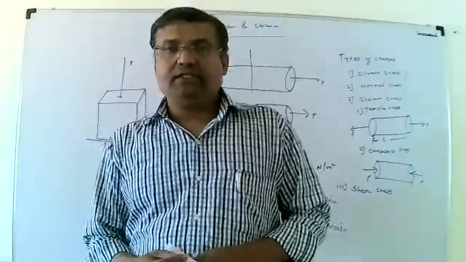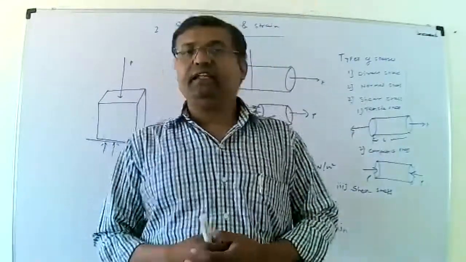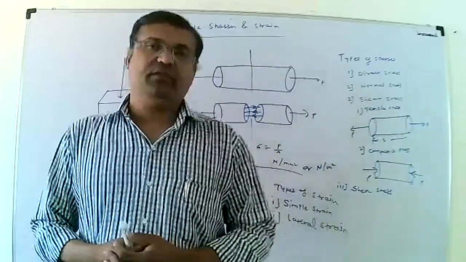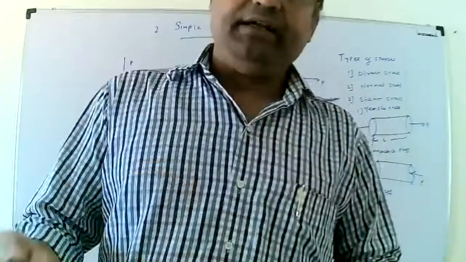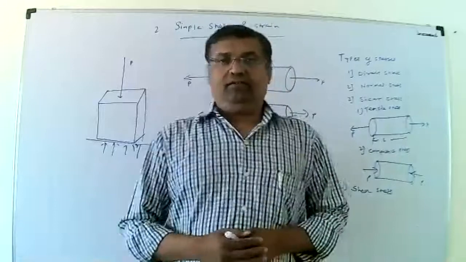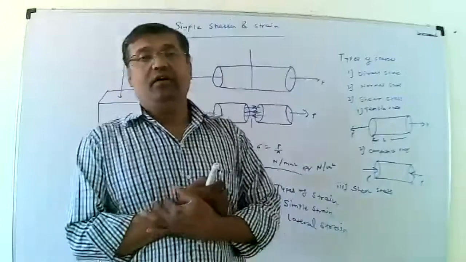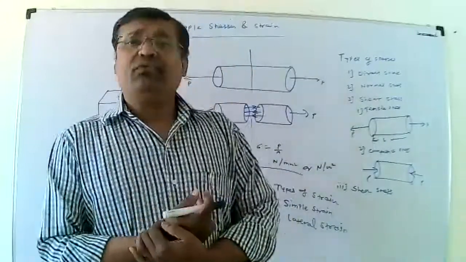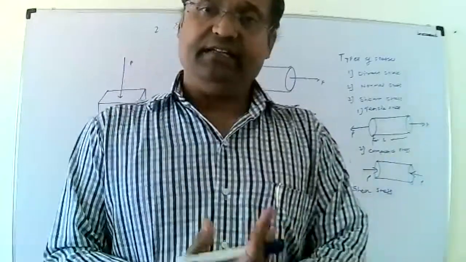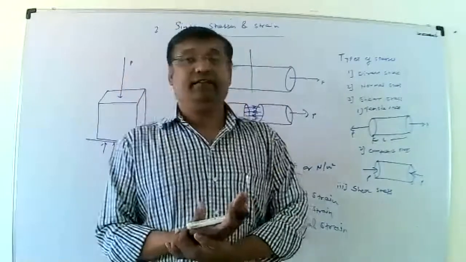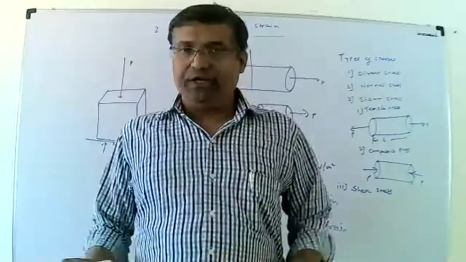The simple strain we already discussed. The ratio of change in length to the original length is said to be simple strain, which is represented by small e, that is equal to mathematically delta L upon L. It has no unit, because the unit of L is, for example, meter, and the unit of delta L is also meter. Meter cancels, so it has no unit, and that's why strain has no unit.